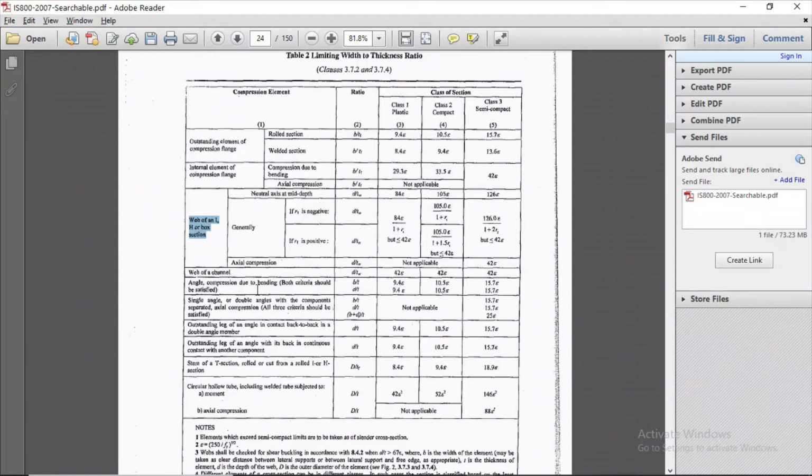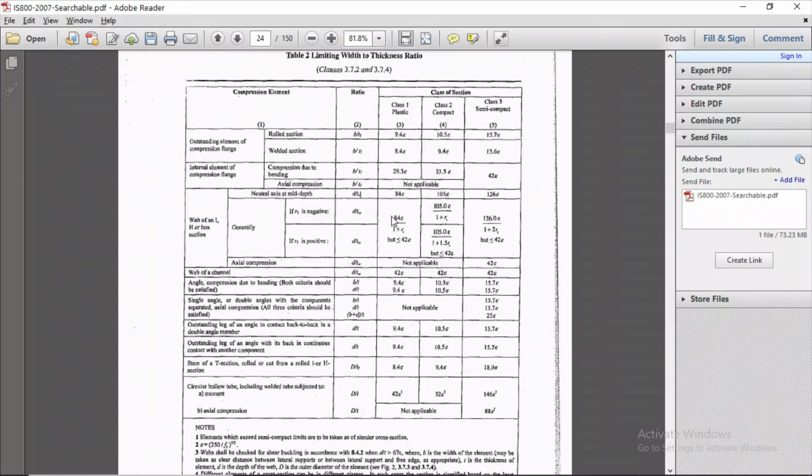Alright, for the web we are going to consider the D by TW ratio. Here the D by TW ratios are there. That ratio we are getting for web as 35.84, which is less than 84 epsilon.